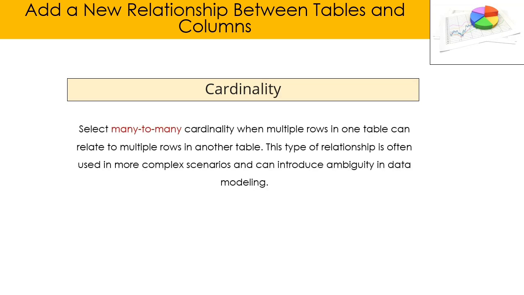Select many-to-many cardinality when multiple rows in one table can relate to multiple rows in another table. This type of relationship is often used in more complex scenarios and can introduce ambiguity in data modeling.